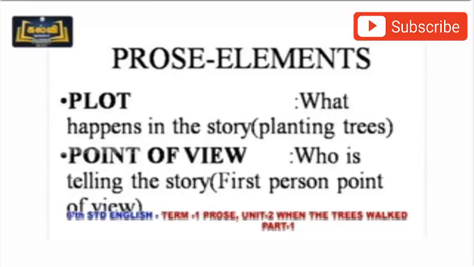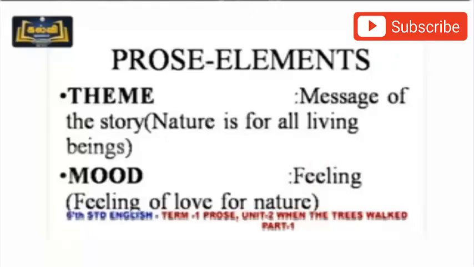Next element is plot. It refers to what happens in the story. Here, the plot is about planting trees. Next element is point of view. It refers to who is telling the story. Here, it is first person point of view. Next element is theme. It refers to the message of the story. Here, the theme is that nature is for all living beings. Next element is mood. It refers to feeling. Here, it is about love for nature.